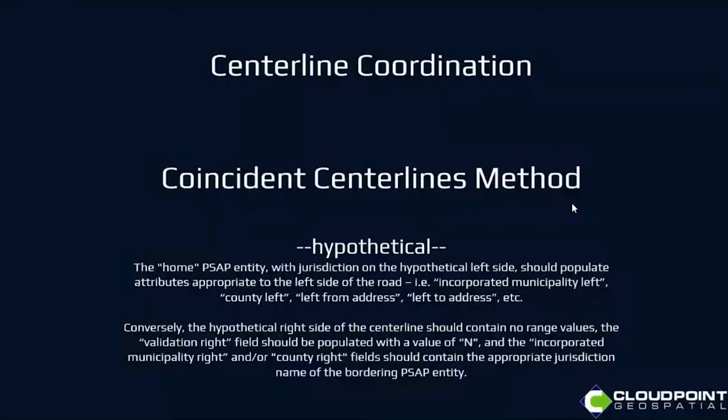And then for the right side attribute fields, we really need to make sure that the validation right field is populated with the value of N or nulled out. This allows that data to be recognized as a bordering road center line, and therefore those address ranges are not looked at for response areas. However, you can populate incorporated municipalities or county fields on the right-hand side with the appropriate jurisdiction.